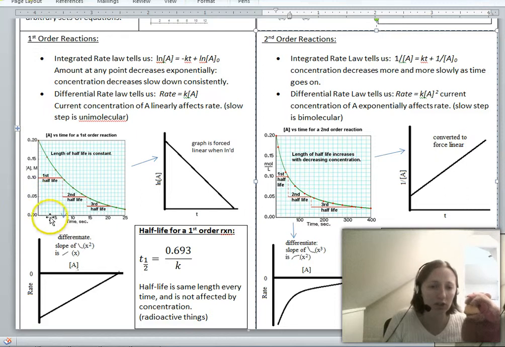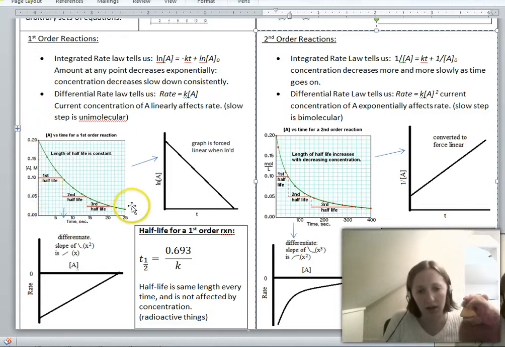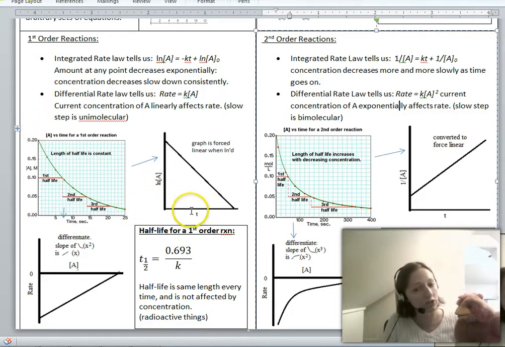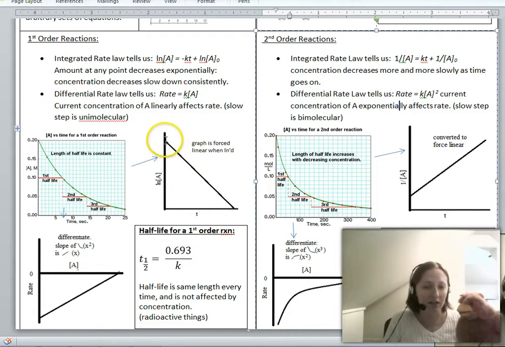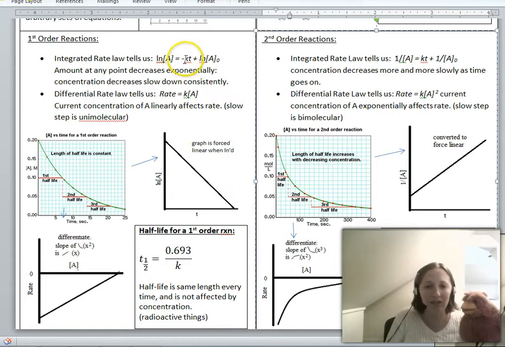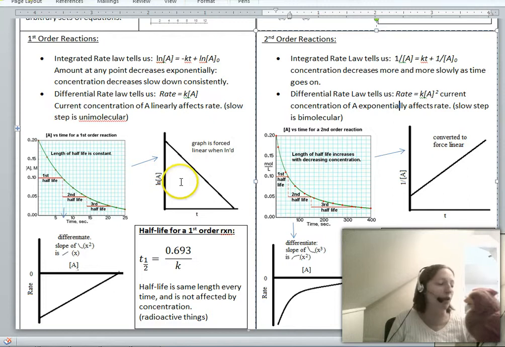This is the concentration versus time, but the natural log of the concentration versus time gives you a nice linear graph. It's a negative slope. It's going down, right? So that's why you've got this negative k here. Forcing it to be straight by ln'ing it is often useful so that you can get the k out.